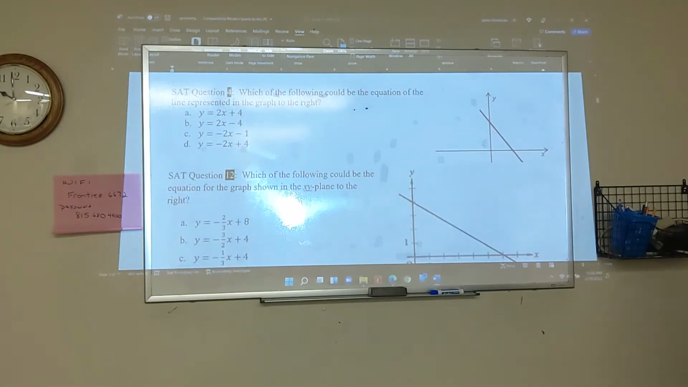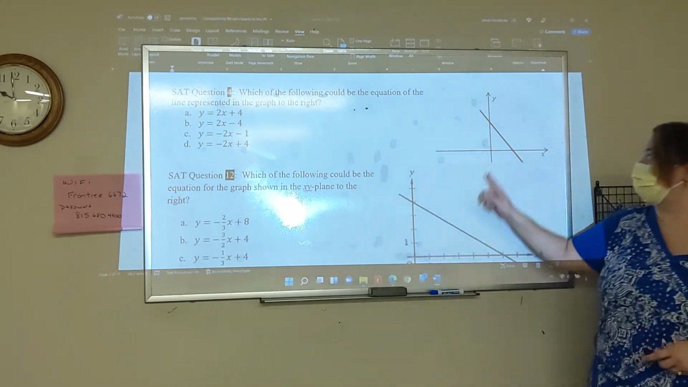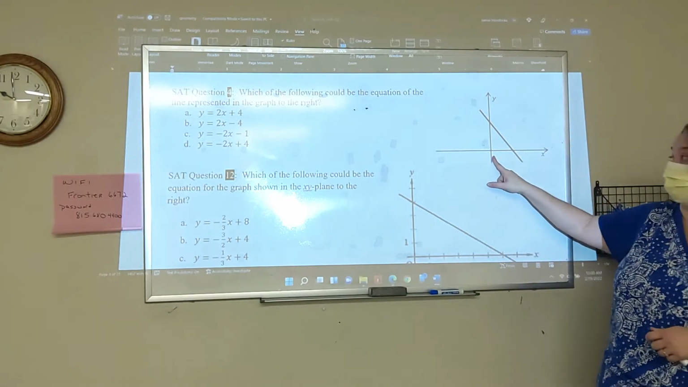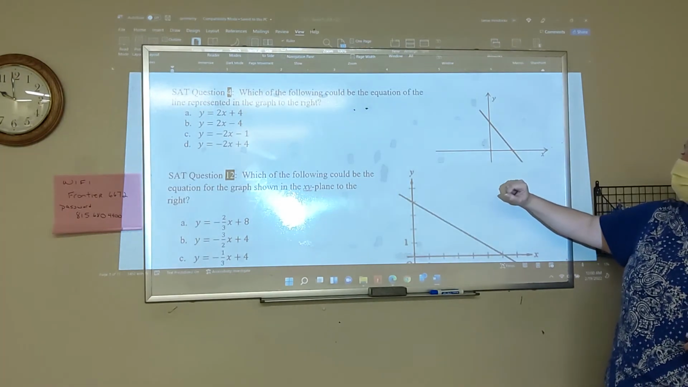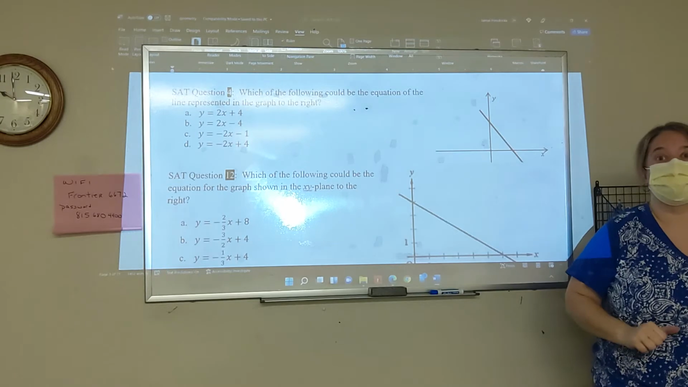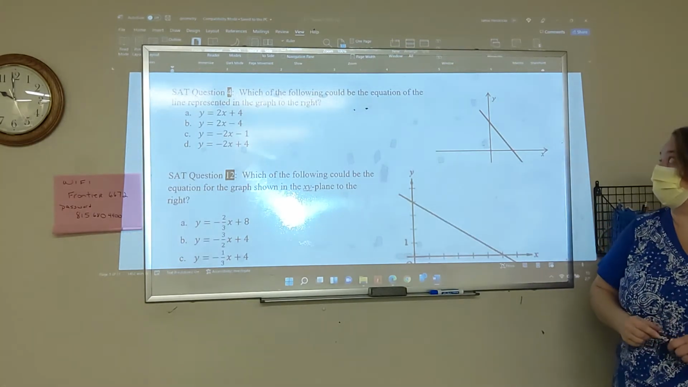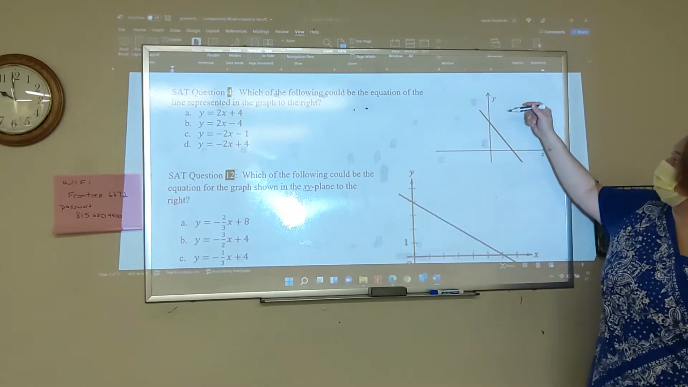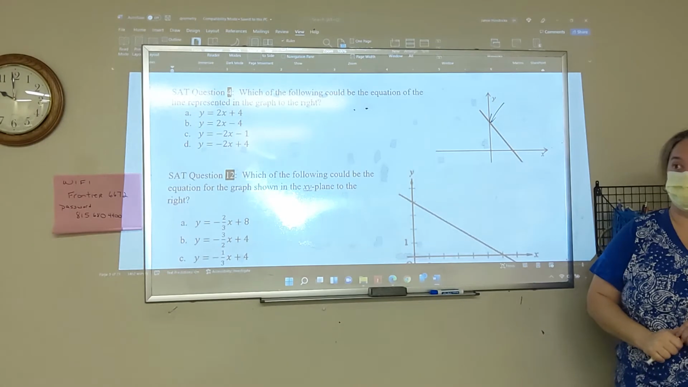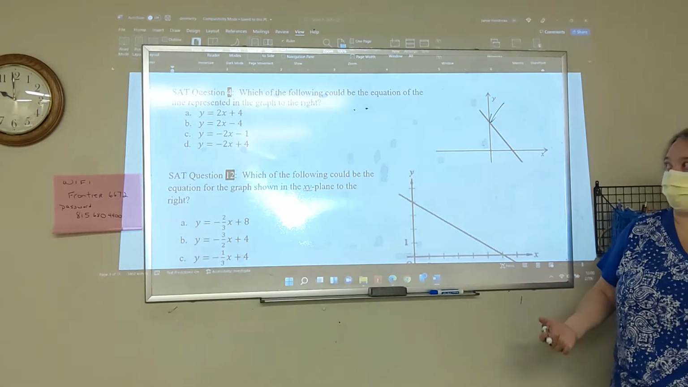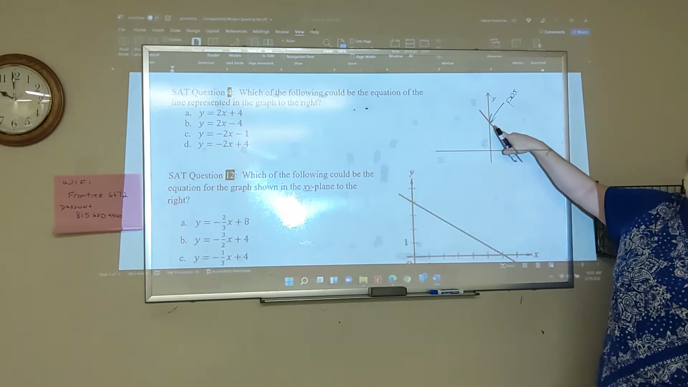All right, new topic, number 4. Which of the following could be the equation of the line represented to the right, which has absolutely no numbers on your graph whatsoever, because that's what your SAT likes to do to you. When you're faced with a graph with no numbers, we have to apply a little common sense. The best place to start is that y-intercept. It's up there. Is it going to be positive or negative? It's going to be positive, right? So whatever your y-intercept is, it's a positive value.